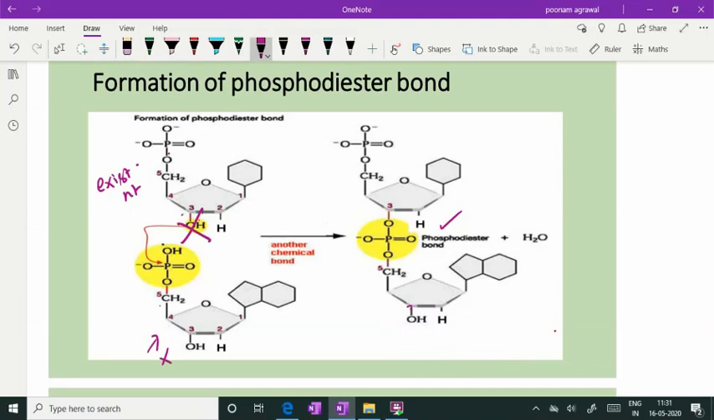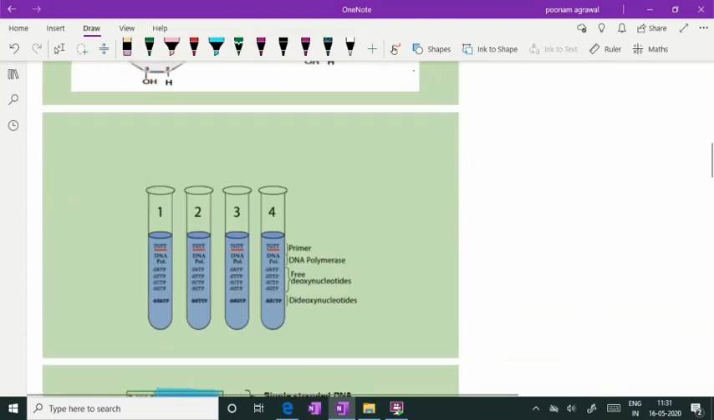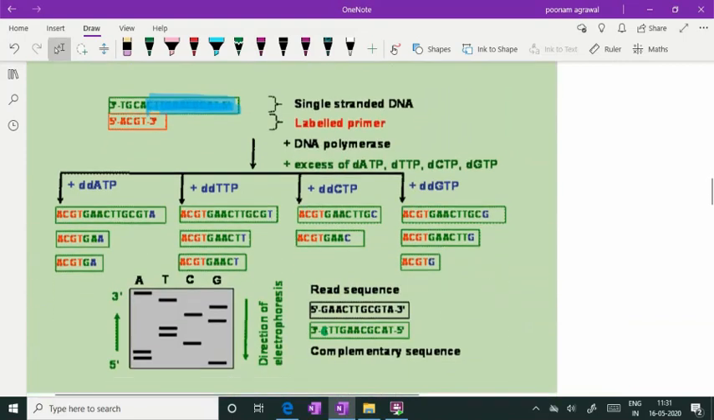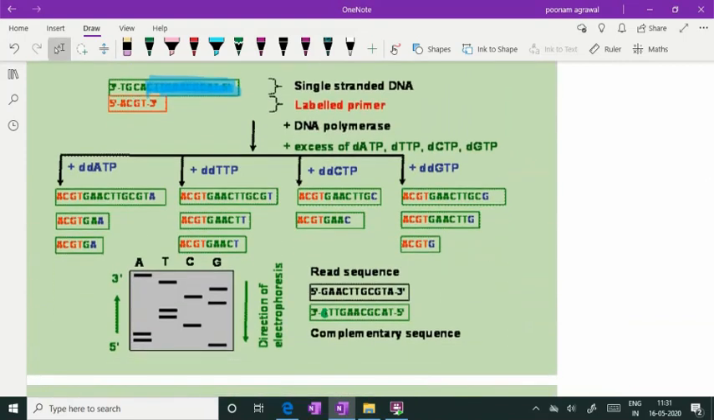This is the principle which Sanger applied in his technology for sequencing DNA, and now I will tell you how he could sequence the DNA. He took 4 test tubes. If you see this picture, it can explain how the sequencing was done. This is the single-stranded DNA which was to be sequenced, right? So one primer was needed against it.